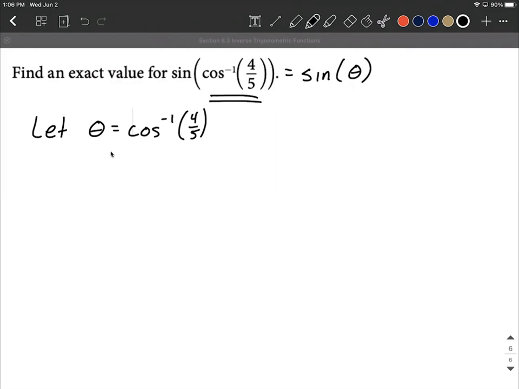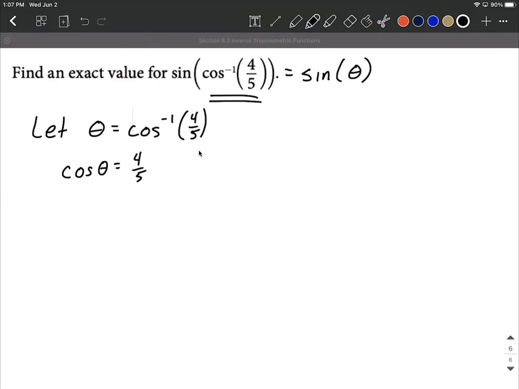The next thing we can do is rewrite this equation that we just created, theta equals cosine inverse of 4/5. What this tells us is we can also apply a cosine to each side and say, well, cosine of theta is going to equal cosine of cosine inverse of 4/5. It's going to equal 4/5. So now we have an equation that involves cosine instead of cosine inverse.